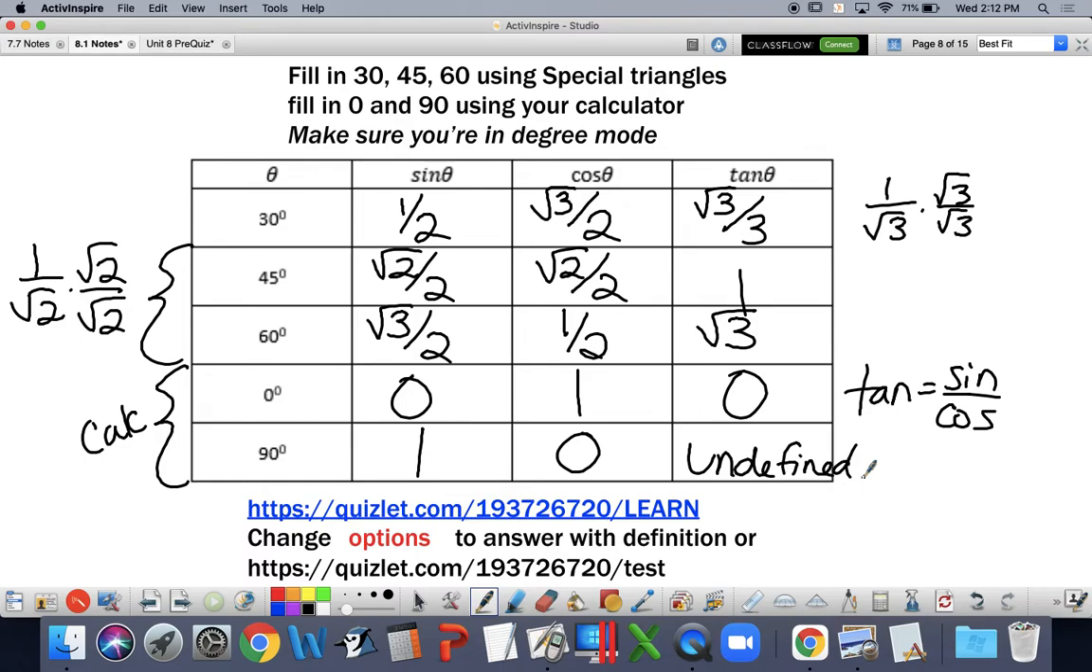I do have a Quizlet to help you memorize this. It is linked on Google Classroom. If you memorize these main angles and all of their trig functions, this unit will be much easier for you. So I highly encourage you to memorize this table of values. If we have time, maybe I'll have us do some quick Quizlet practice, but it is worth memorizing these special angles.